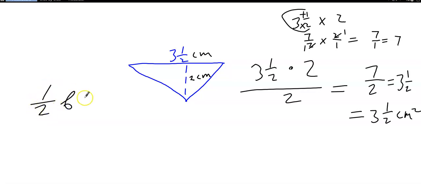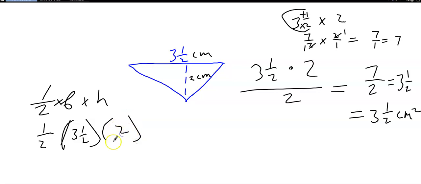1/2 times base times height. Multiply the 3 parts here. 1/2, the base was 3.5. The height was 2. Now, the commutative property tells us that if we have 3 values and we are multiplying all 3 of them, we can move the order to make it easier for us to solve. For example, multiplying half by 3.5 is not as easy as multiplying half by 2, or finding half of 2. So we're going to do half multiplied by 2, and then multiplied by 3.5.